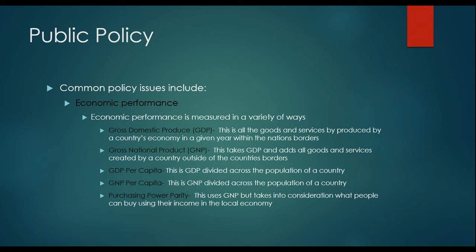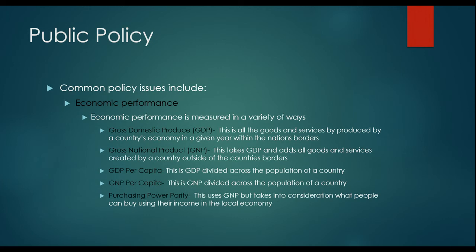Then you have GDP and GNP per capita. So for both of these, you take either the GDP number or the GNP number and you divide it amongst the entire population of the United States. So that tells you how much each individual person has based upon those concepts.